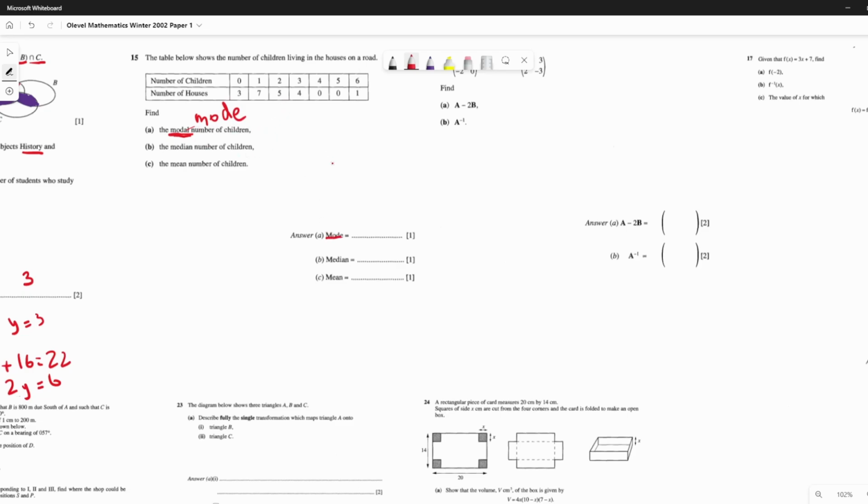Mode basically means the most occurring value. So out of this, we see that the most occurring value is actually 1 child, which 7 houses have. So the most occurring value is 1 child. Most houses only have 1 child on the street. All right, moving on to median. Median is basically the middle value. So there's 2 different types of medians.